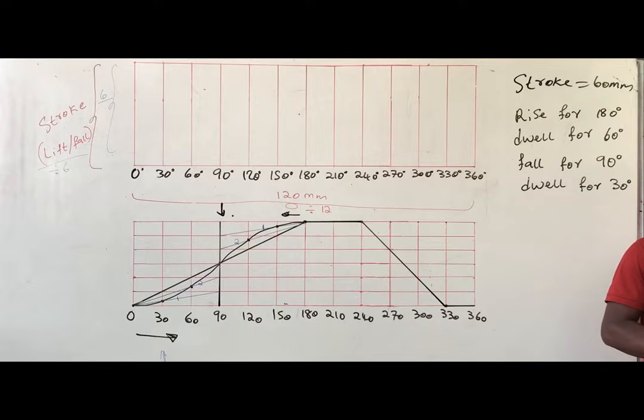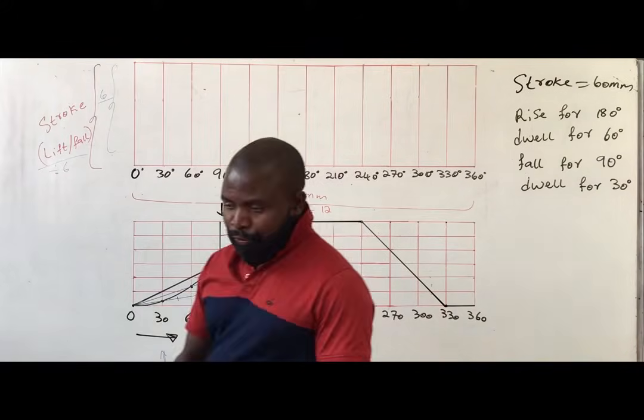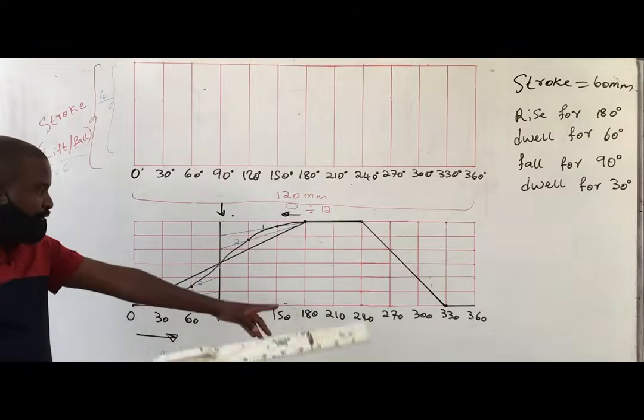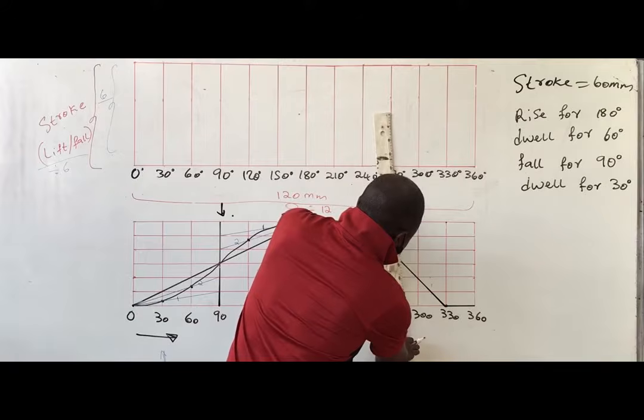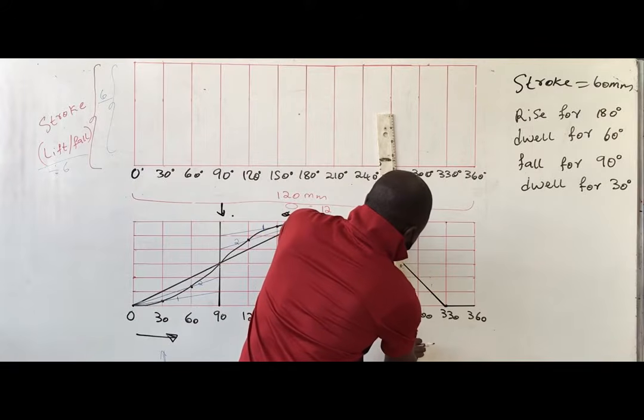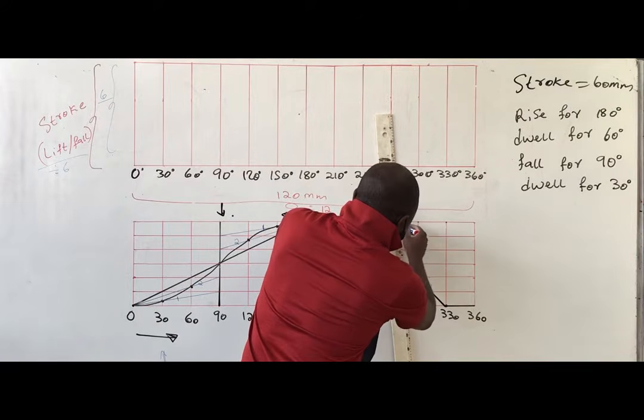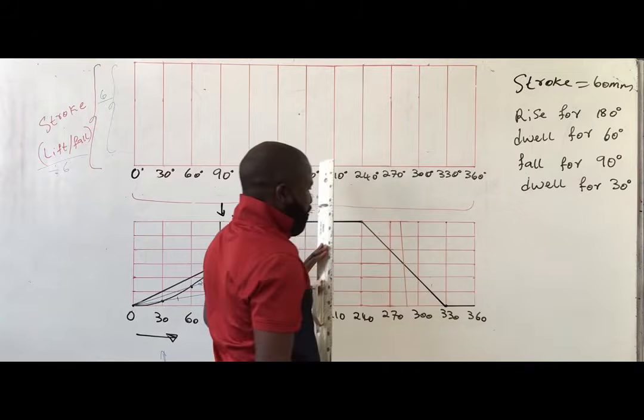Between 240 and 330, which angle is in the middle? 0 is in the middle. 270 is not in the middle. 280 is not in the middle. 285. 285 is in the middle. And if you check here, we do not have a division of 285, ne? So we must put that division of 285. There it is, our 285.